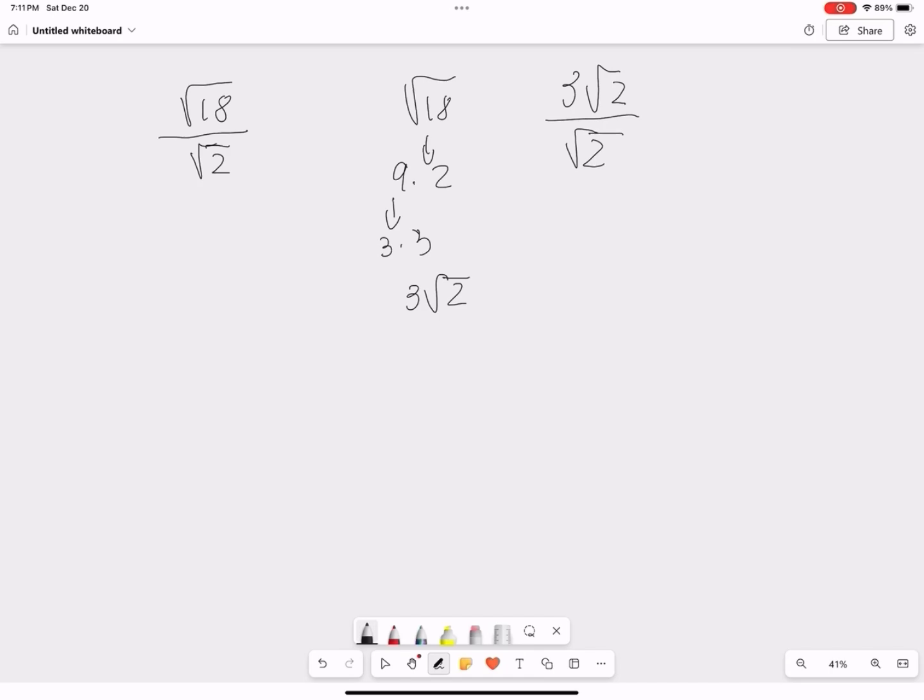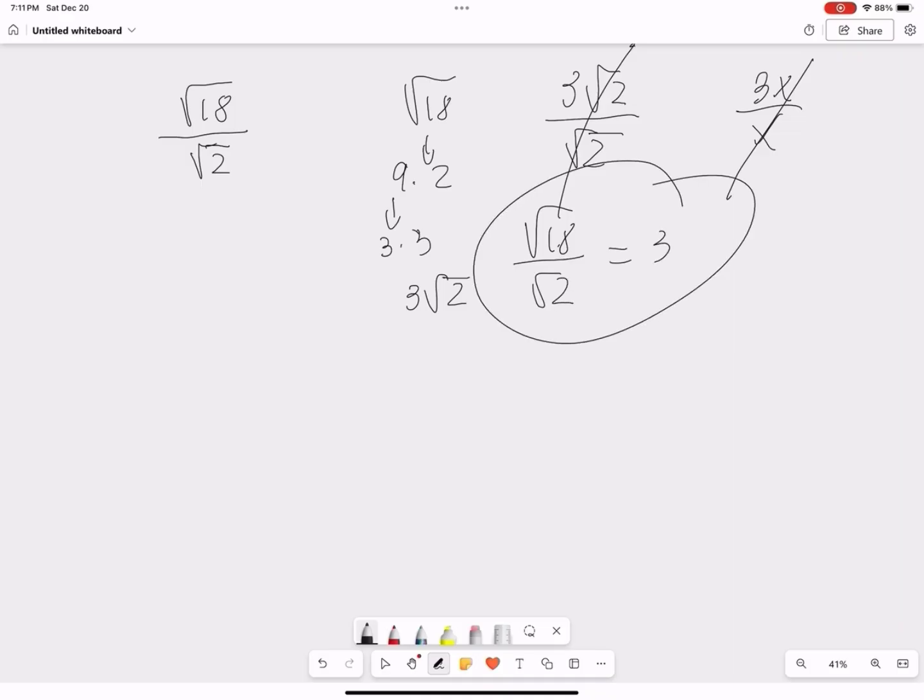Let's replace. So now, if you notice, it says 3 times the square root of 2 divided by the square root of 2, which is like saying 3x divided by x. So we can just cancel out the x's. With something like this, they're like x's exactly when they're the same, so it just cancels out. So the square root of 18 divided by the square root of 2 is equal to 3. Okay, good.